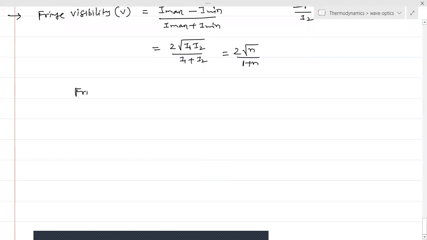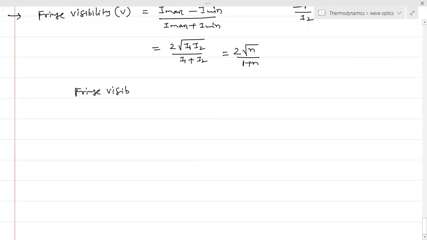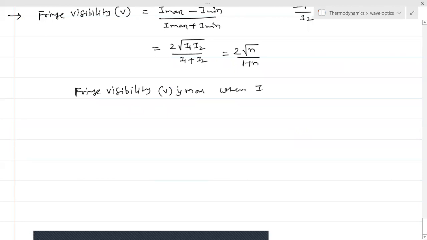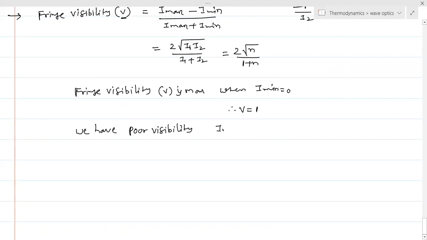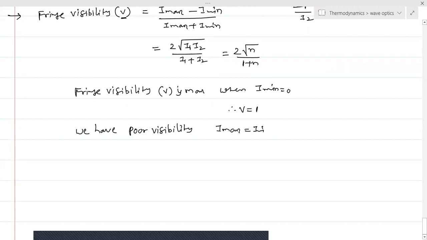Fringe visibility V is maximum when I minimum is equal to 0. So that means V should be maximum when the minimum value is equivalent to 0. Therefore V is equivalent to 1. And we have poor visibility when I maximum is equivalent to I minimum. In that case, visibility is equivalent to 0.